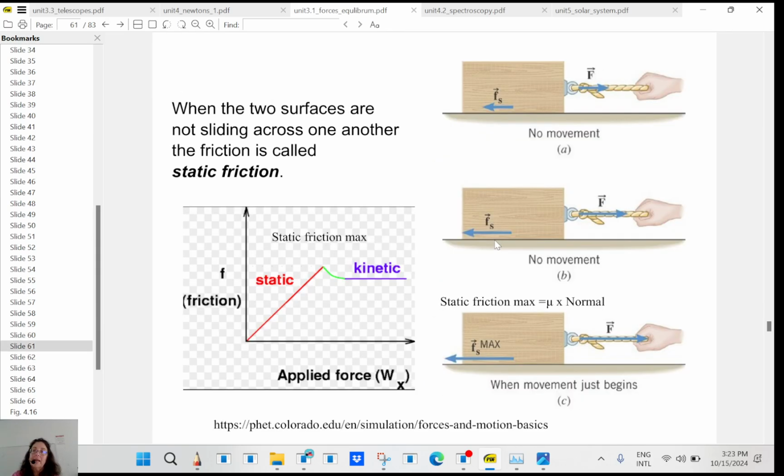So again, you pull and you're going to have static friction pulling back. You pull harder, it's going to pull harder. It's like a reaction force. And then once you reach a maximum, you're going to have kinetic friction.